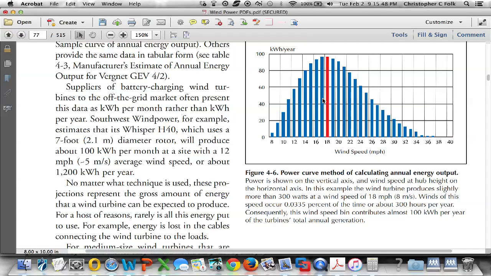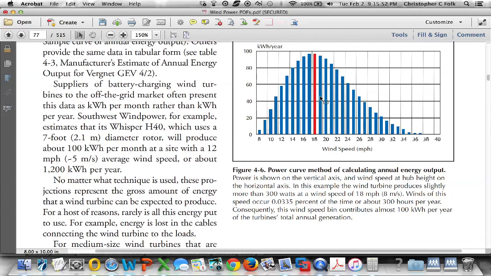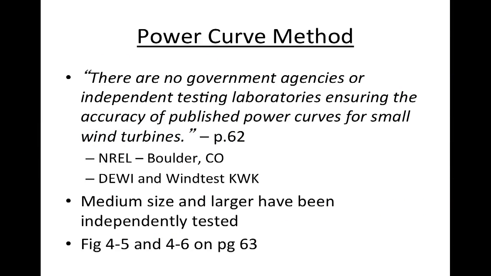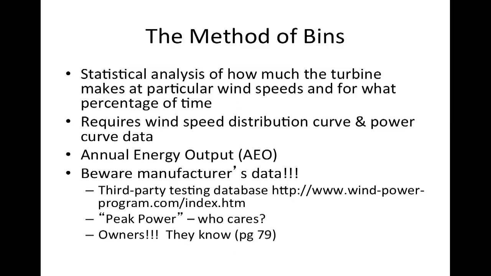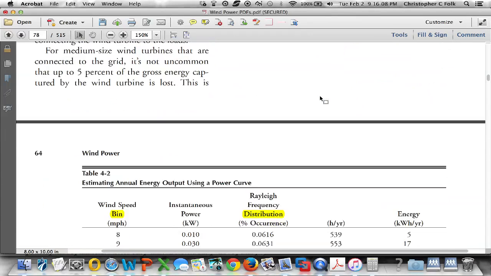So those are our power curves. Now, we also need to look at this thing that's called the method of bins. Lost my place there for a second. Sorry about that.